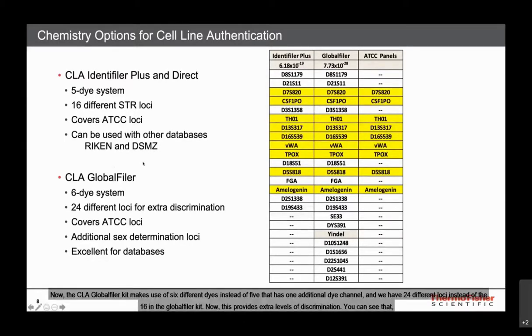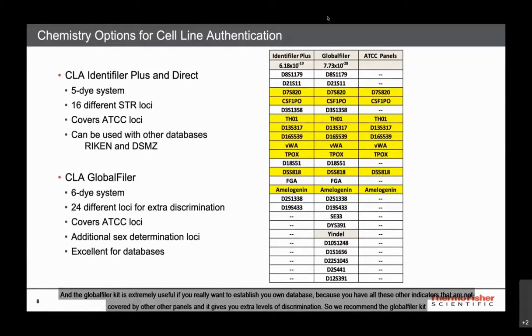Now, the CLA Global Filer kit makes use of 6 different dyes instead of 5. It has 1 additional dye channel, and we have 24 different loci instead of 16 in the Global Filer kit. Now, this provides extra levels of discrimination. You can see that now the chance of finding a match between unrelated individuals or unrelated cell lines is now 7 × 10⁻²⁸. So extremely rare, extremely unlikely to have a match for unrelated cells.